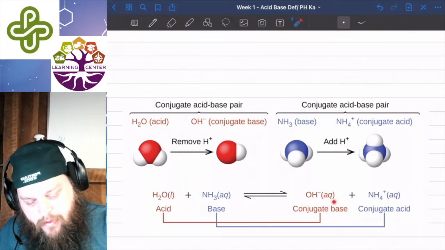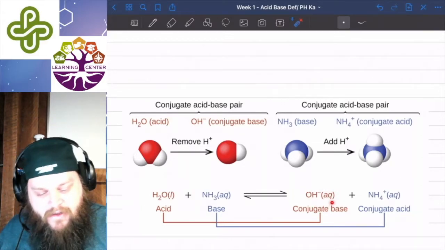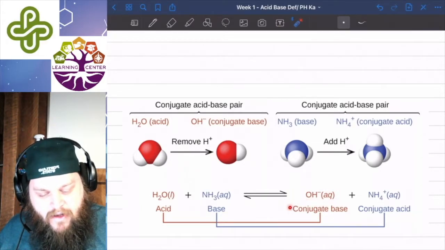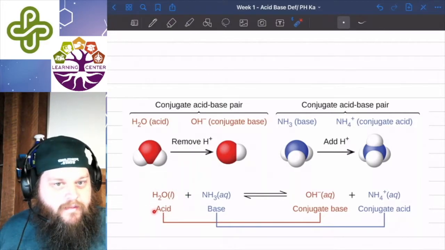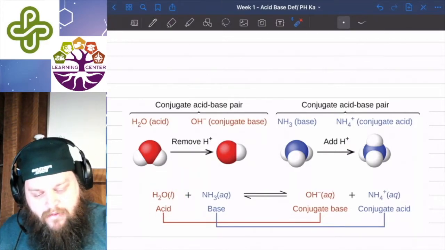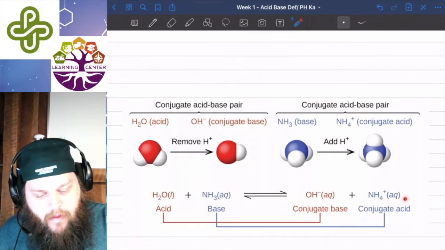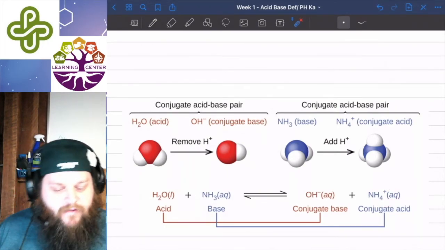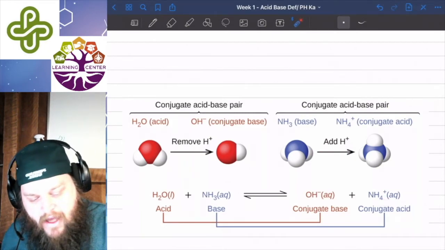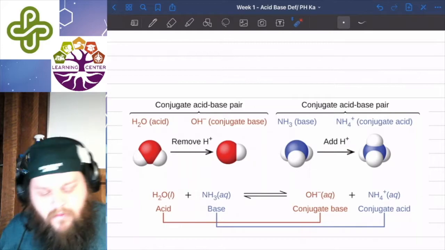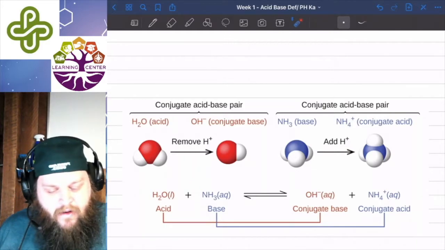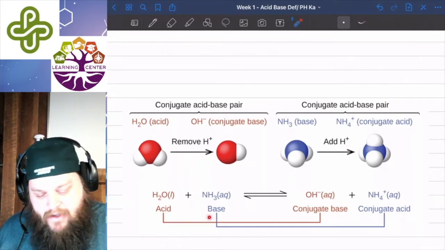And we can see that in the products. The water has lost a hydrogen there. It's now negatively charged, and this is now the conjugate base of this water here. The ammonium here, which is NH4+, is the conjugate acid of ammonia because it's now gained that hydrogen. It's got the positive charge there, and it's the conjugate acid of ammonia.